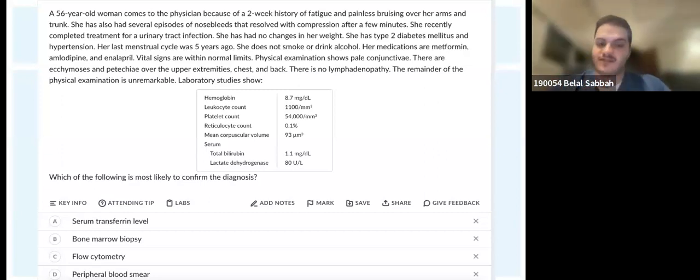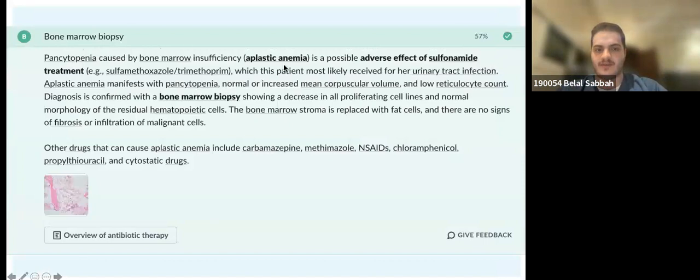And one of the side effects of this drug could be aplastic anemia. So the question here is asking, what do you do to confirm the diagnosis? This is like a step 2 thing. Don't worry about it, but you would do a bone marrow biopsy. But what I want you to get out of here is aplastic anemia is a complication of sulfonamide treatment, the sulfamethoxazole and trimethoprim, the 2 ones, the cotrimoxazole. It's another word for it, okay? This can cause aplastic anemia.